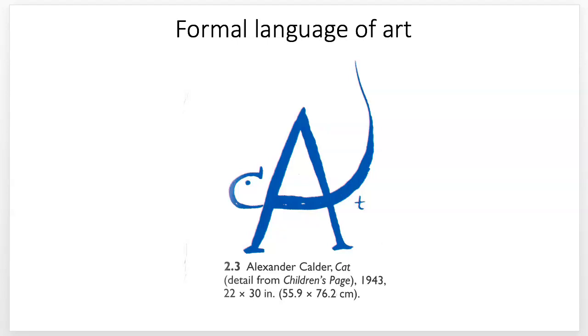Hey, class. So the next section of the introduction, your book kind of talks about, but I'm going to talk about it in more detail, is the formal language of art. Now, it's kind of funny to say language, like I said before, but the visual arts kind of have their own language. Artists think in those terms, like musicians would think in sound, or mathematicians would think in numbers. And there's sort of a basic visual vocabulary that we're going to talk about.